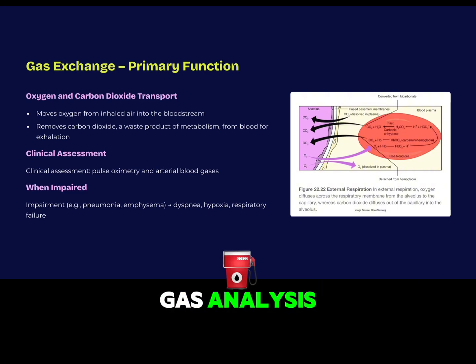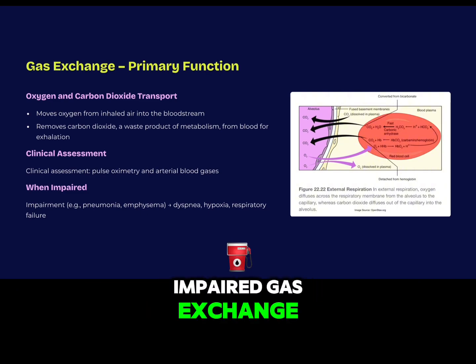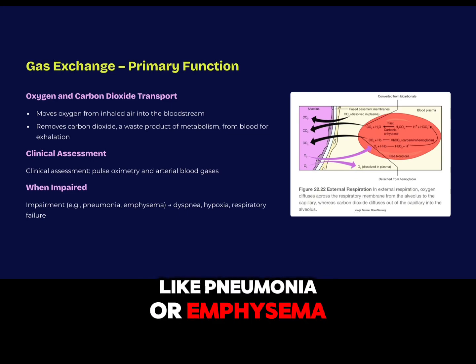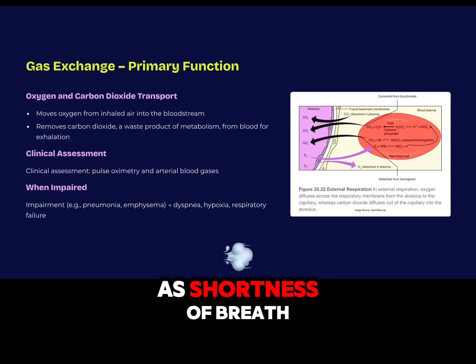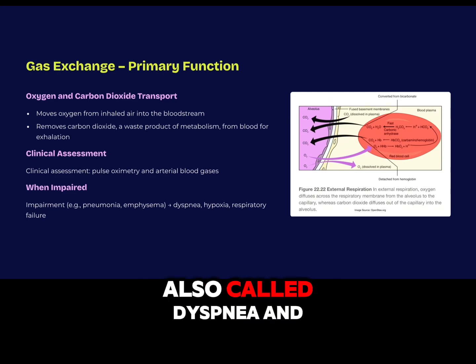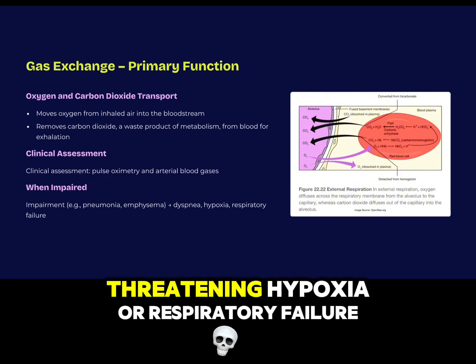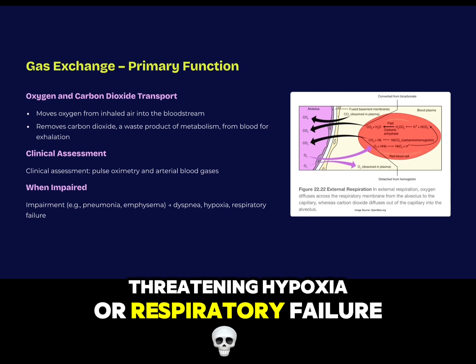Clinically, gas exchange efficiency is routinely assessed using pulse oximetry, which measures blood oxygen saturation, and arterial blood gas analysis. Impaired gas exchange, as seen in conditions like pneumonia or emphysema, leads to symptoms such as shortness of breath, also called dyspnea, and if severe, can result in life-threatening hypoxia or respiratory failure.